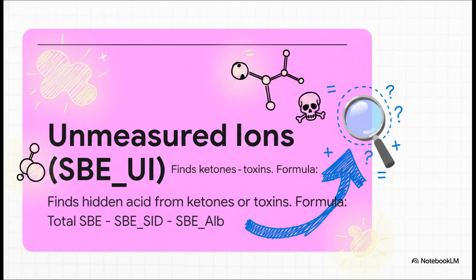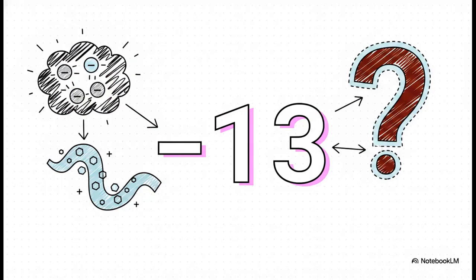All right, on to step 4. See how this is all building on itself? This is where we find the hidden stuff, the unmeasured ions, like lactate or ketones. It's simple. We just take the total SBE and subtract the two pieces we just calculated. Okay, let's put all the puzzle pieces together. We start with the total SBE of -12. From that, we subtract the strong ion effect, which was -5. Remember, subtracting a negative is like adding. Then we subtract the albumin effect, which was +6. And the result? We've just discovered a hidden -13 millimoles per liter of unexplained acid that's coming from these unmeasured ions.